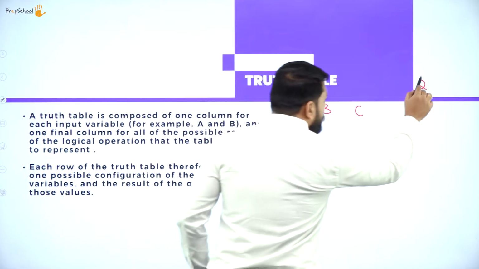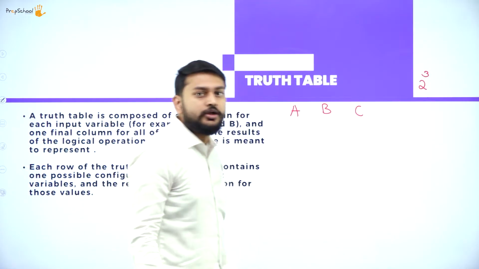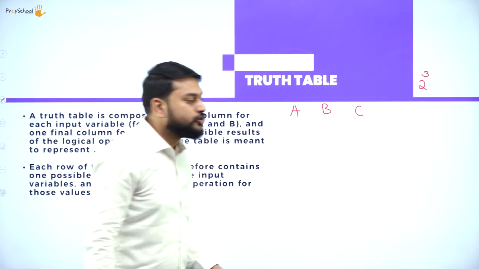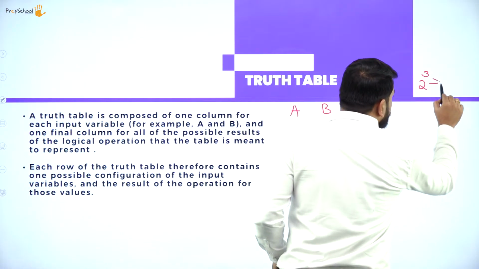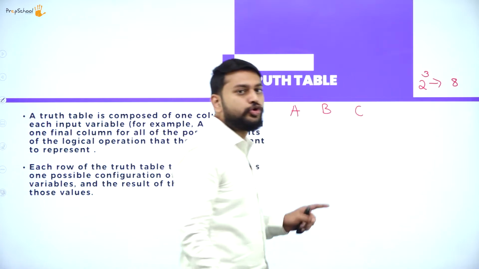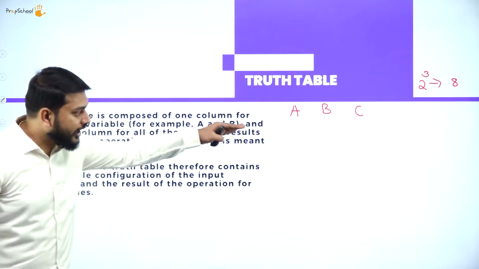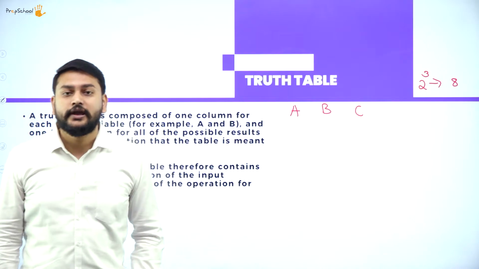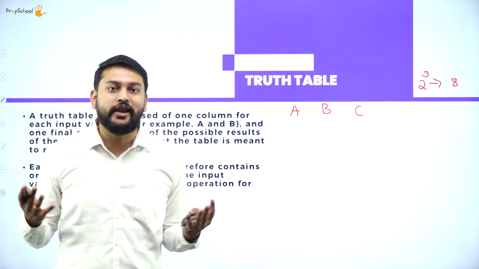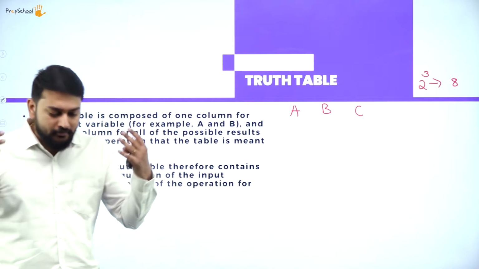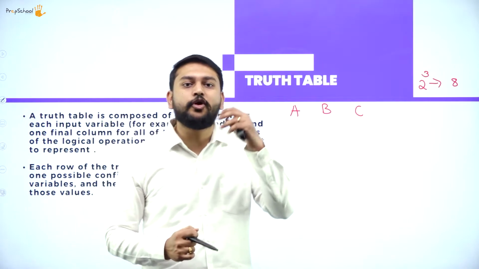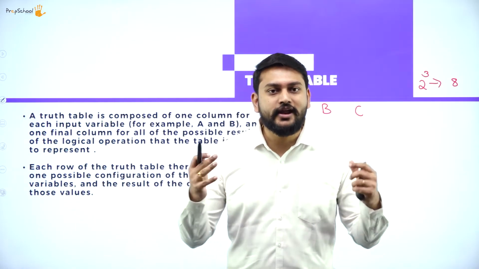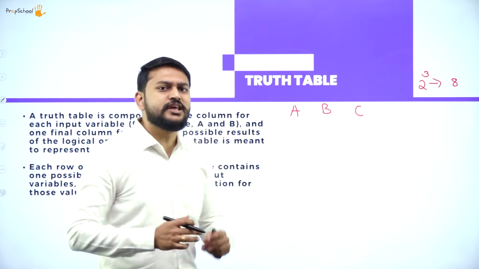So obviously I will write 2 to the power of 3. When I have 2 to the power of 3, what should be the result? I should have 8. 2 to the power of 3 is 8. So I should have 8 combinations of input. So how do I write, sir? It's very confusing and messy. How do I write 8 combinations of input? Is there any shortcut?